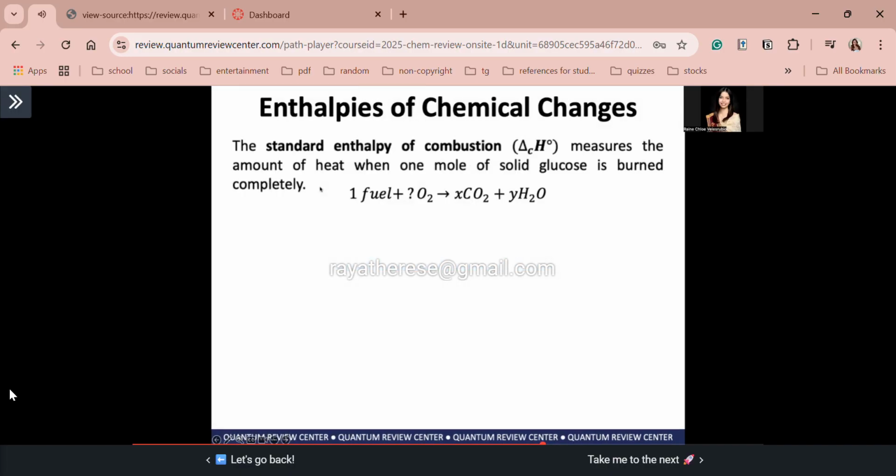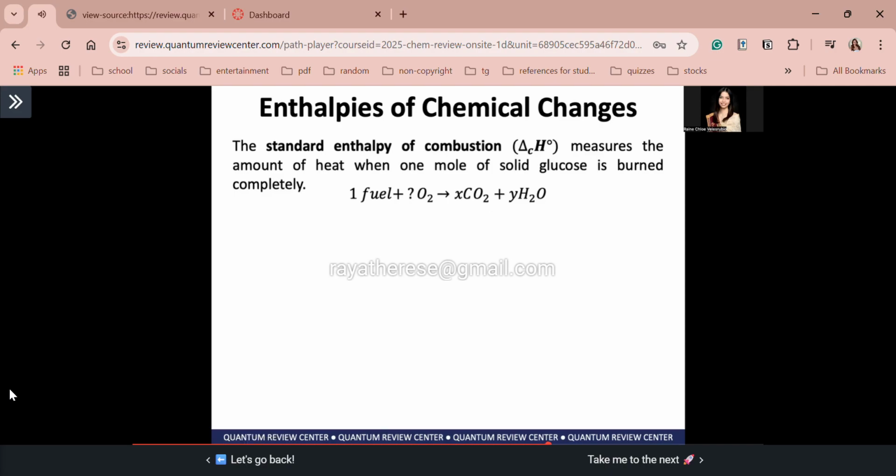Now, we also have what we call the standard enthalpy of combustion, delta CH naught, which measures the amount of heat when 1 mole of solid glucose is burned completely. Okay? So, our requirement natin dito, guys, is 1 fuel. Always, guys, na ang coefficient ng fuel is always 1. And then, combined with oxygen forms carbon dioxide and water. Okay?